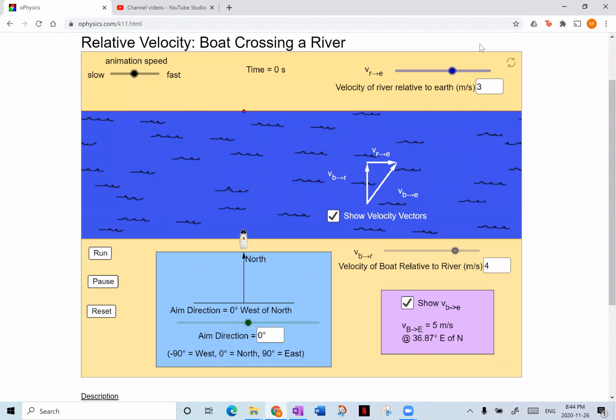Well, good afternoon, grade 11s, and welcome to a lesson on something we call relative motion. I call them airplane and riverboat problems.